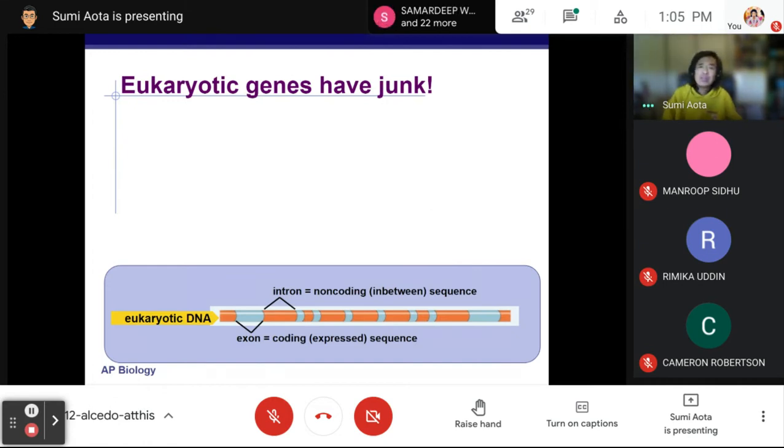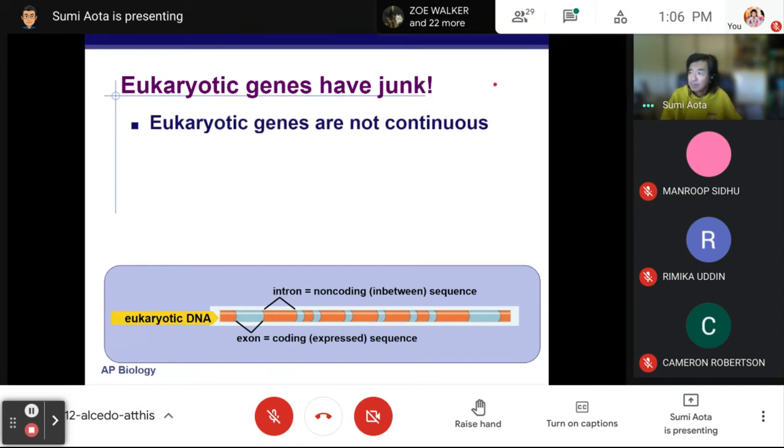It turns out only about 1% of the genetic material in your DNA actually makes protein. The rest of it either is of unknown function or is used to regulate various things inside your cells, so to turn genes on or off, things of that nature. So very little genetic material is actually used to make your proteins.